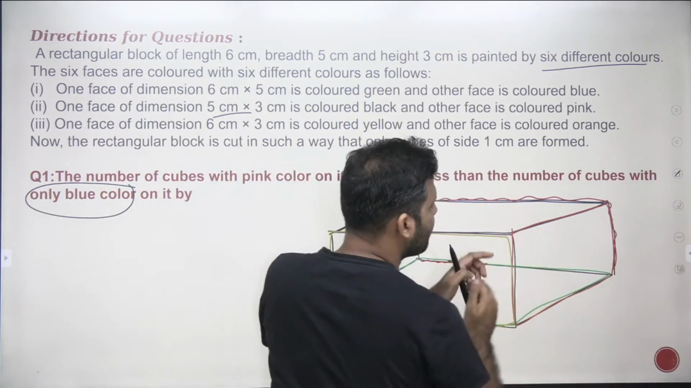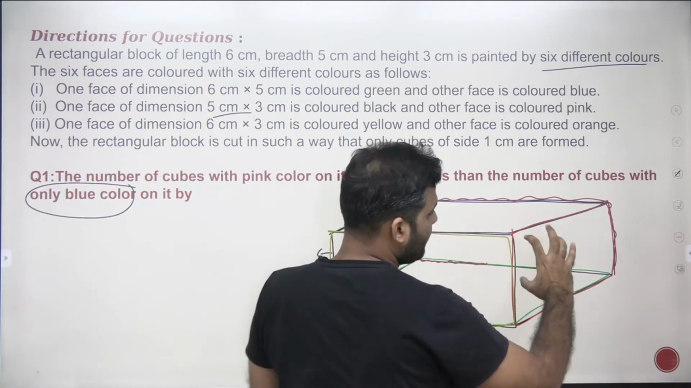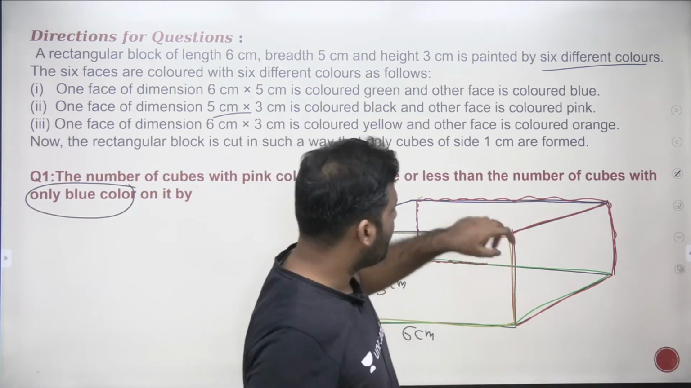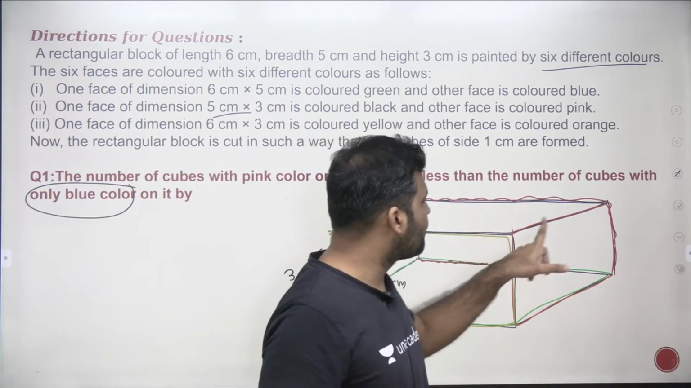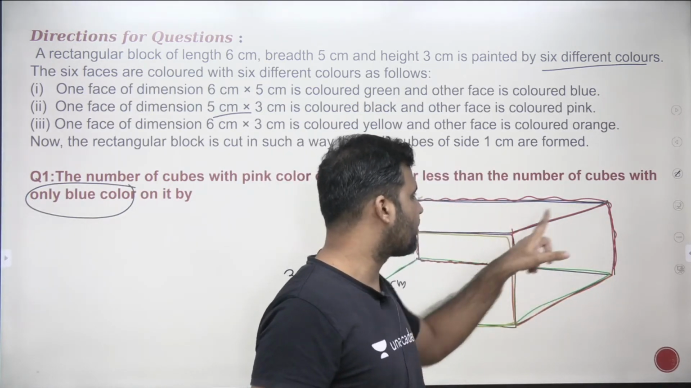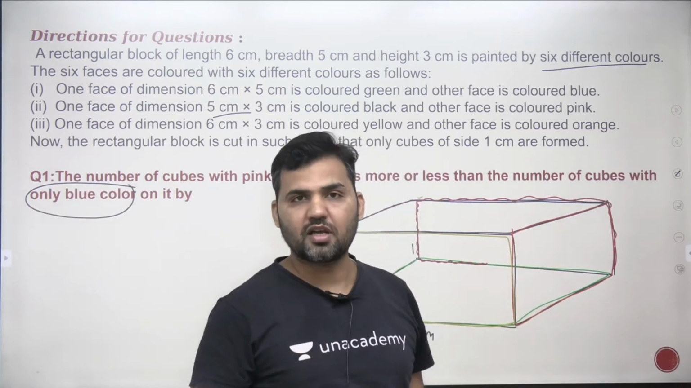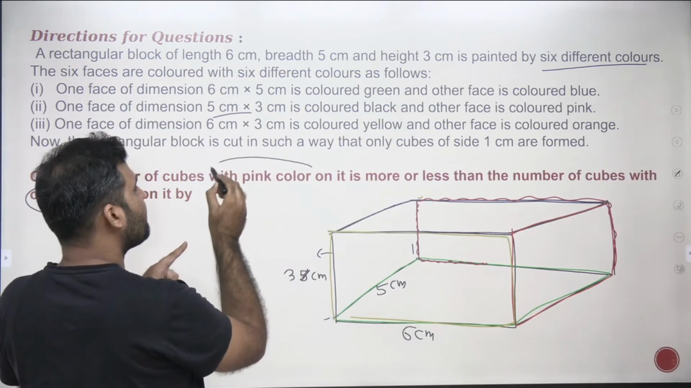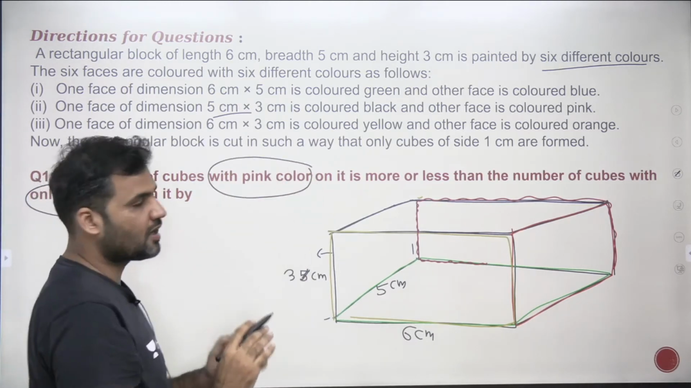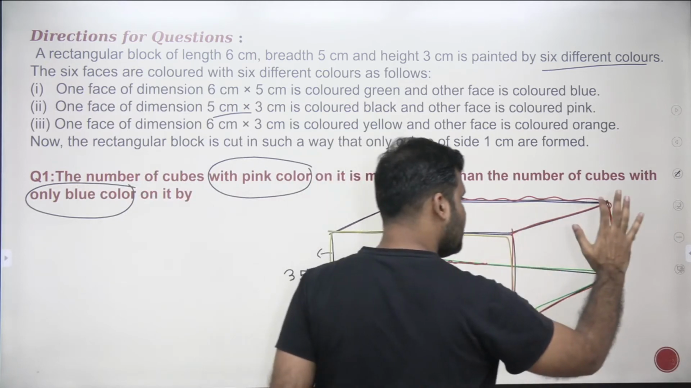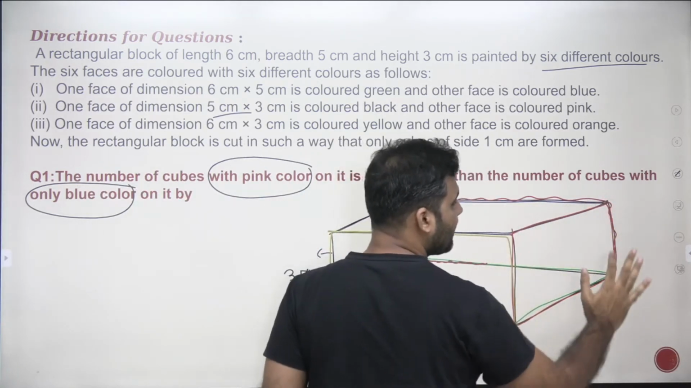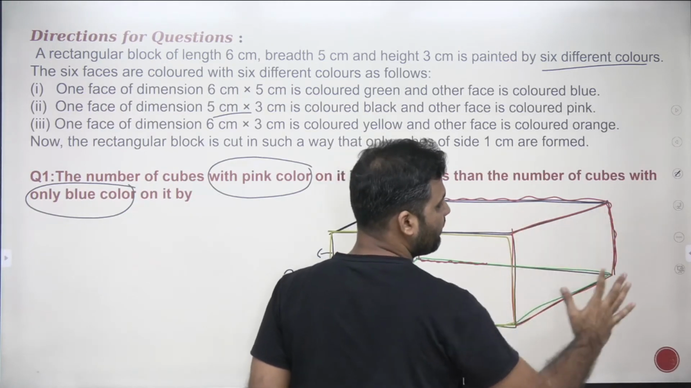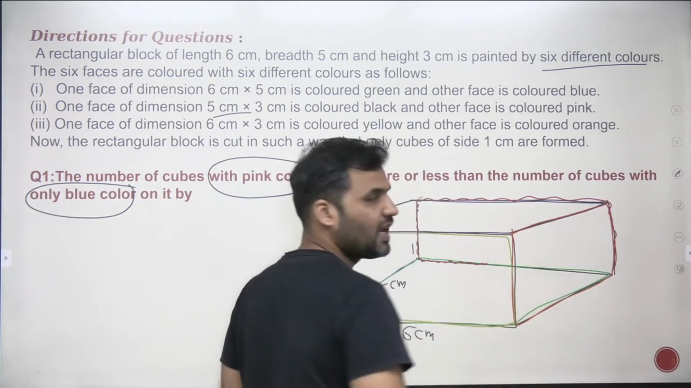This is the pink colored face, right? Now you see that the cubes which will be coming from the corner, any cube which will be coming from this particular face will definitely have pink color on it. And I'm not looking for the cubes which have only pink color. In fact, I'm looking for the face which has pink color on it. Any cube which has been taken out from this particular face will have pink color on it.